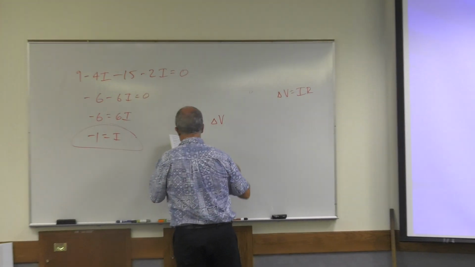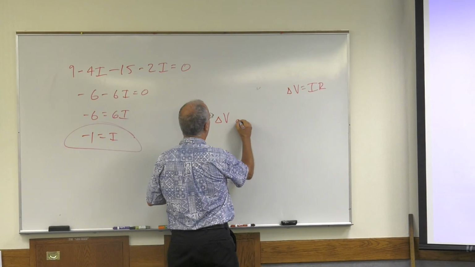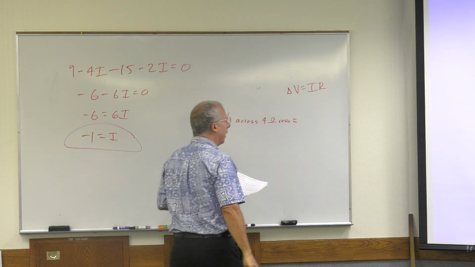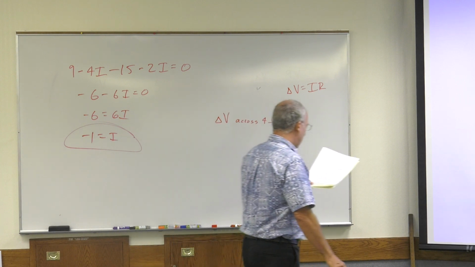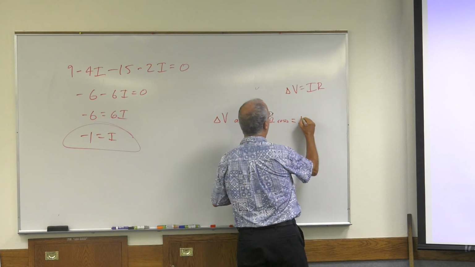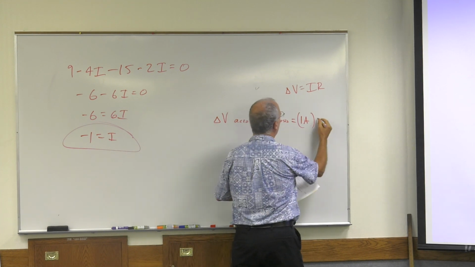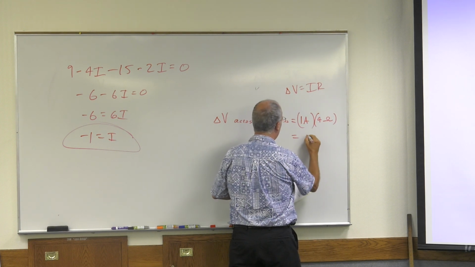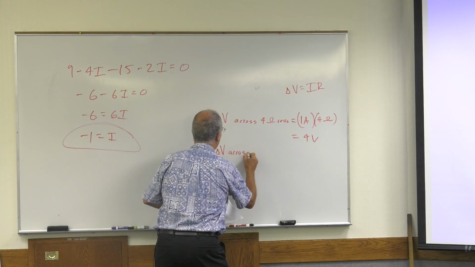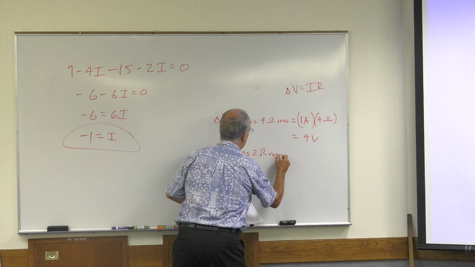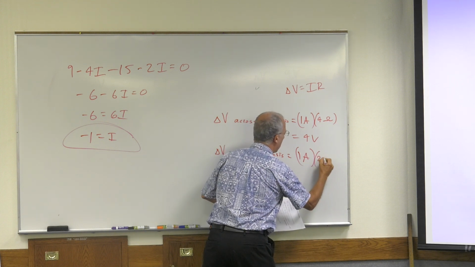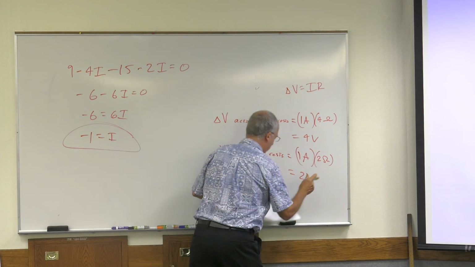All right, now let's do some other things just to check things. What is delta V across the 4 ohm resistor? Well, delta V equals IR, right? So I is 1 amp, because the magnitude is 1 amp. So we have 1 amp and 4 ohms, so that's 4 volts. Delta V across the 2 ohm resistor: delta V equals I times R, and that equals 2 volts, right?